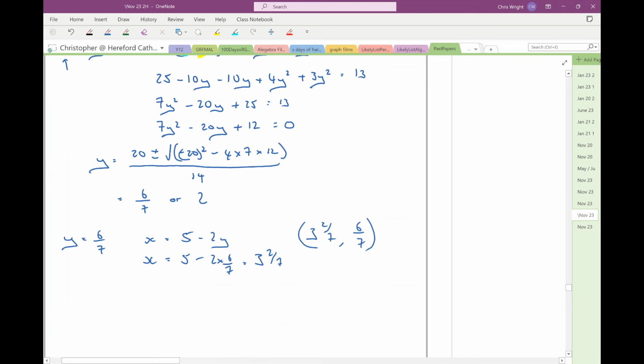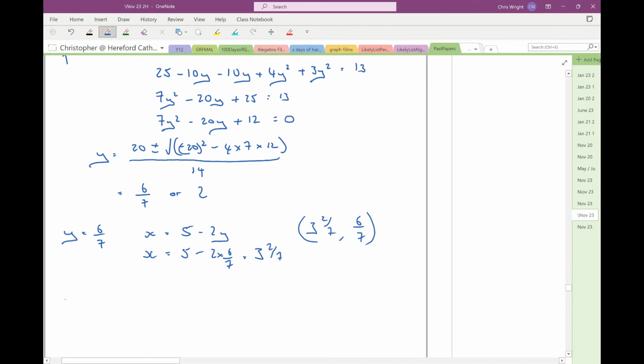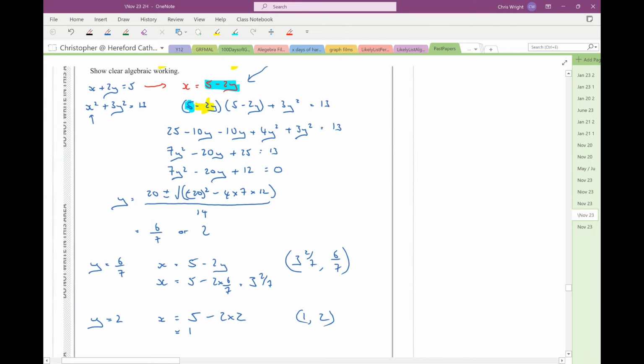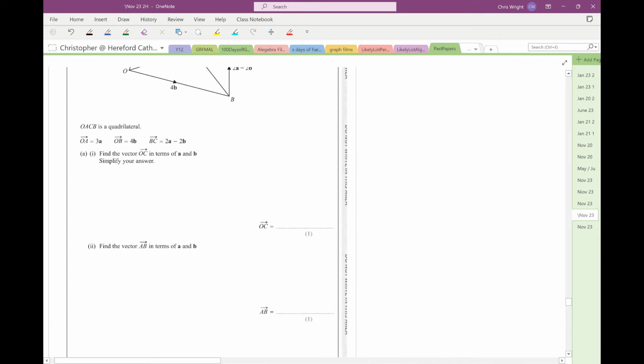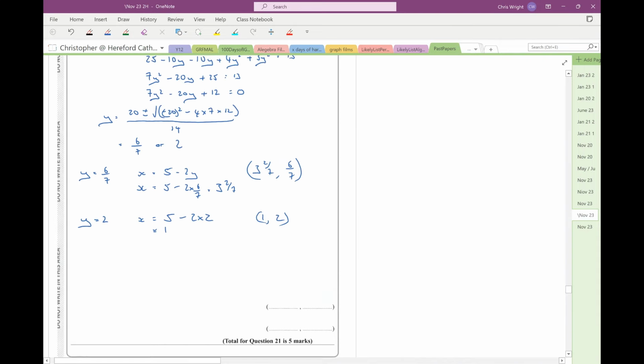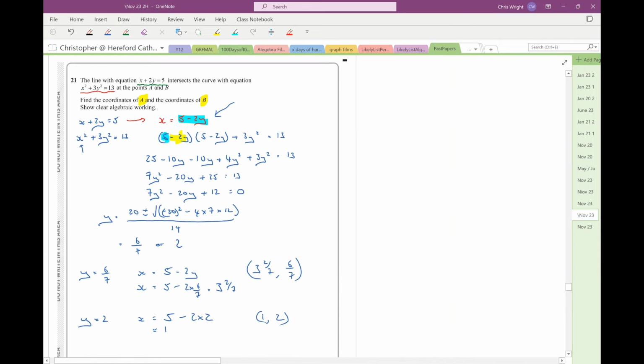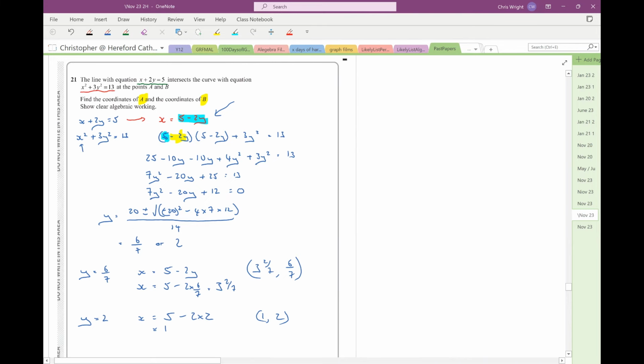Now the second point of intersection, well, that's going to happen when y is 2, and x is 5 minus twice y, which is going to be 5 minus 2 times 2, which is going to be 1. So that is the point 1, 2. X is 1 and y is 2. And there are the coordinates of the 2 points where the curve and the line intersect. And that's number 21 done.